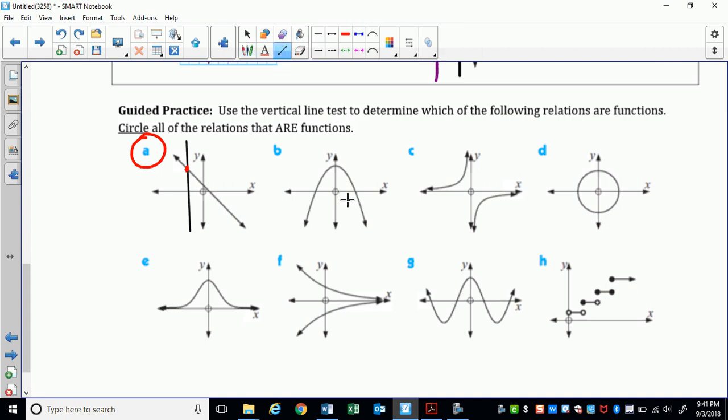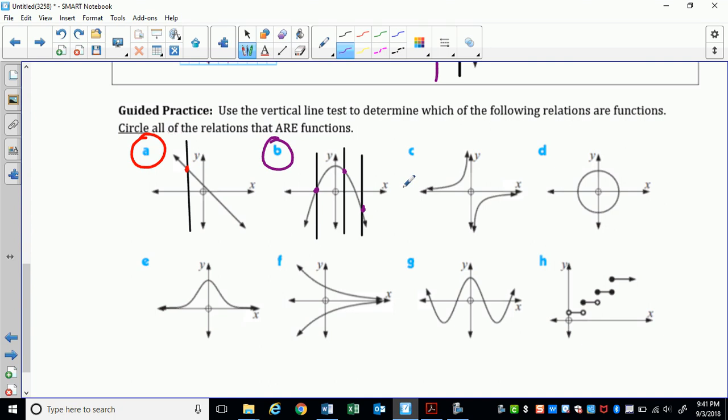I'm going to draw a straight line down. Does it matter where I draw my straight line down? I think each time it's only going to touch my graph once. This one only touched once, and this one only touched once. So this one is a function. I want you to try these.